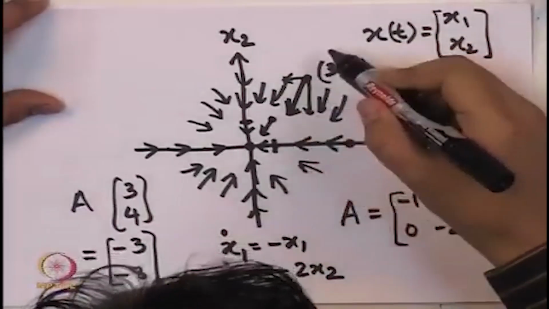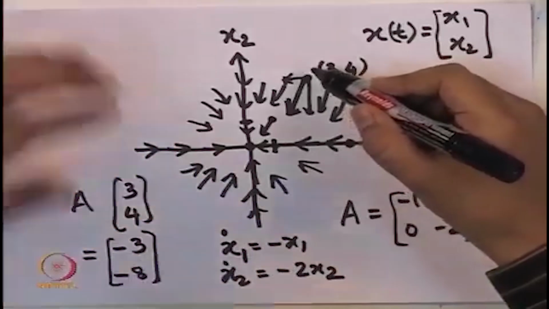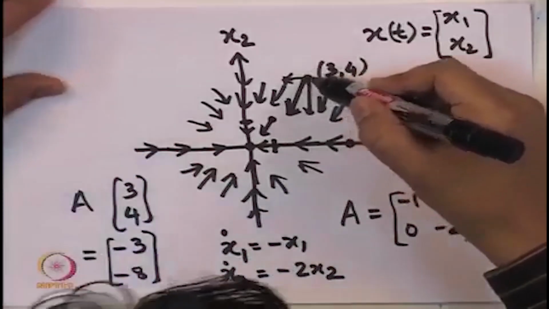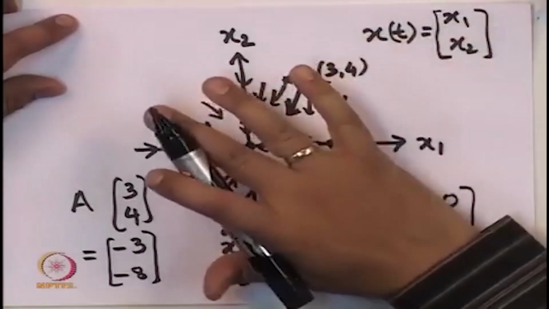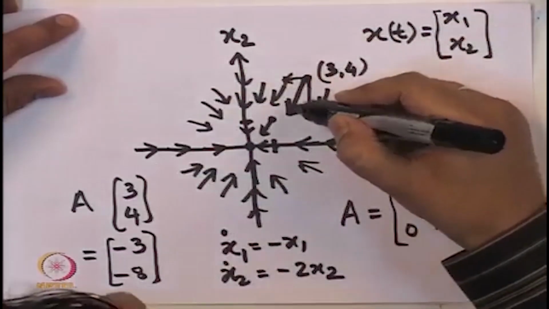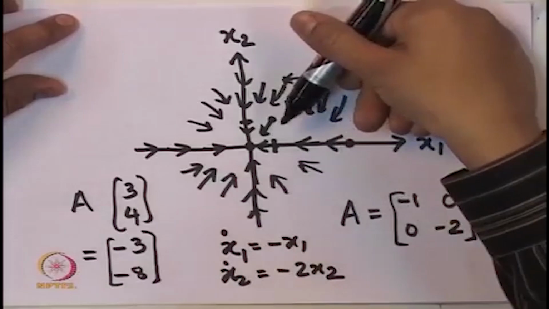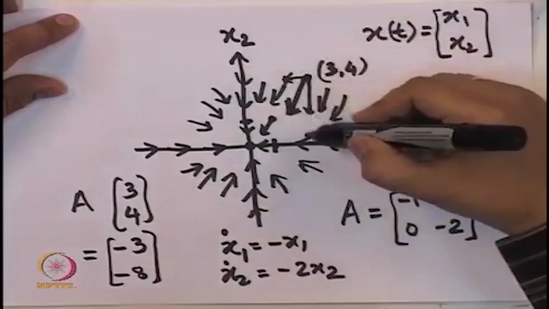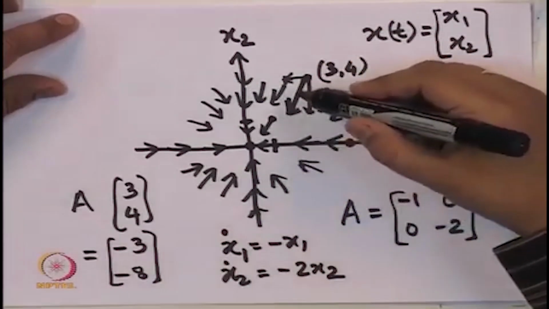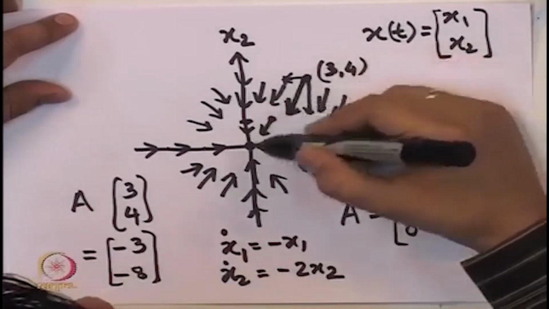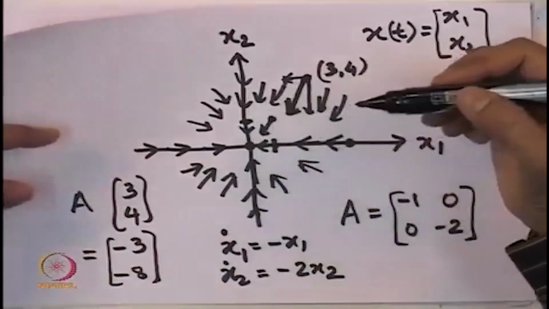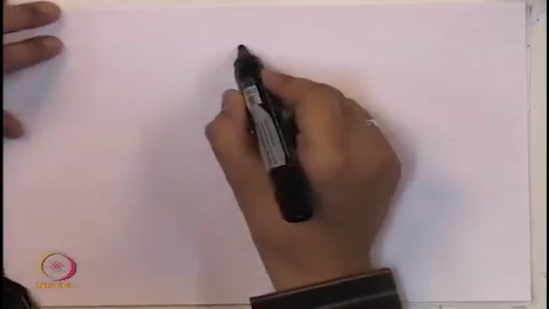Whether the trajectories are all coming towards the origin, whether the arrows are directed towards the origin or not, is an important issue. For this example, we saw that the arrow had more direction along the x2 axis compared to the x1 axis, and hence it was not directed towards the origin, but we see that the solutions will all converge towards the origin.